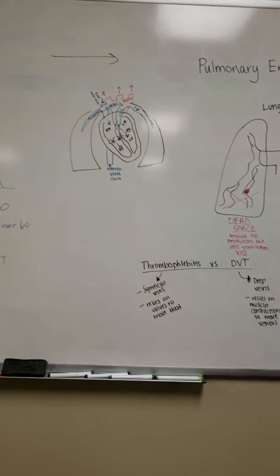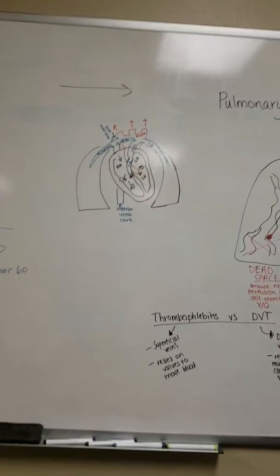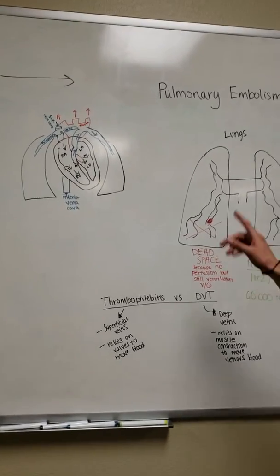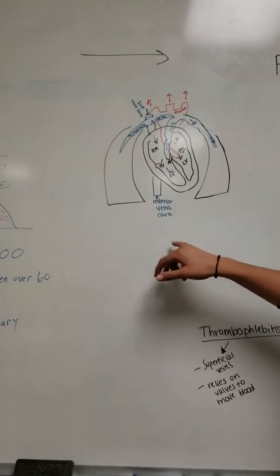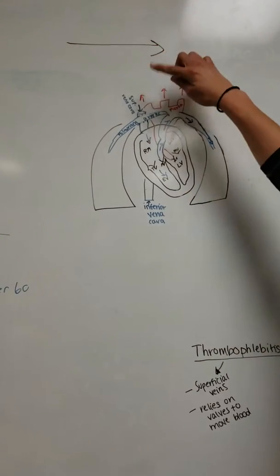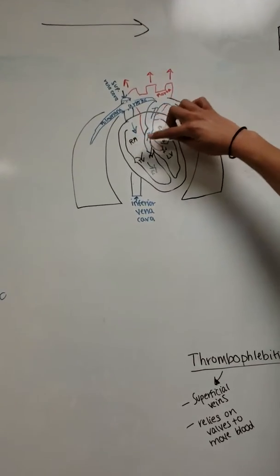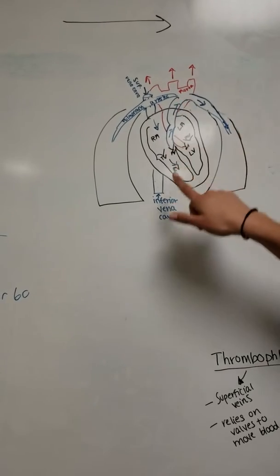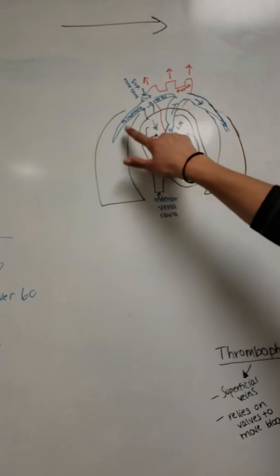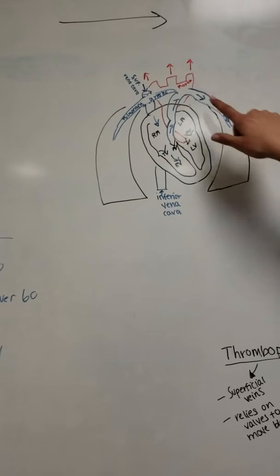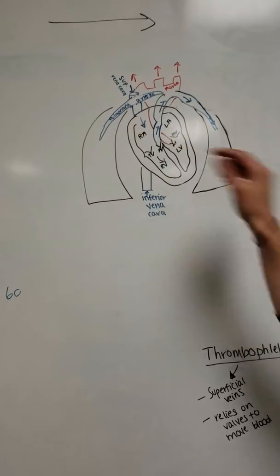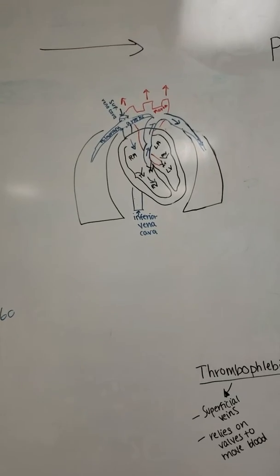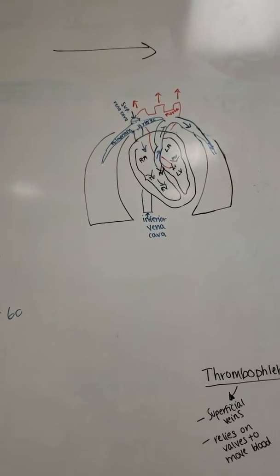So the most common cause of a DVT is the most common cause of a pulmonary embolism. What happens is that blood clot from the legs moves up into the inferior vena cava, and then it enters the right atrium through to the right ventricle, and then that blood clot gets pumped through the pulmonary arteries into the lungs. The pulmonary arteries start larger, and as they go, they get smaller and smaller. So eventually that blood clot is going to get stuck in those arteries.